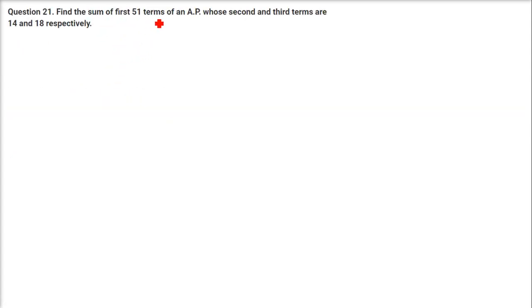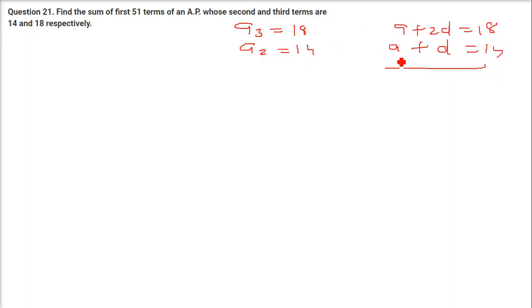Find the sum of first 51 terms of an AP whose second and third terms are given like this. So A3 is 18 and A2 is 14. So A3 is A plus 2D and A2 is A plus D. Subtracted, A cancels, 2D minus D is D, and 18 minus 14 is 4. So D is known.